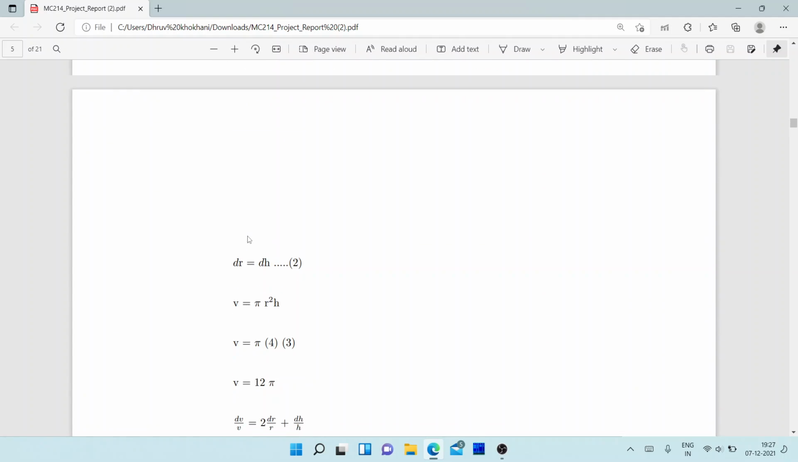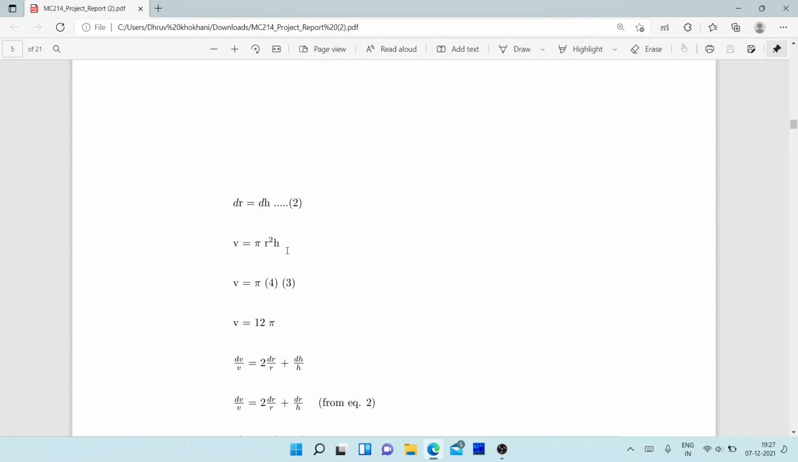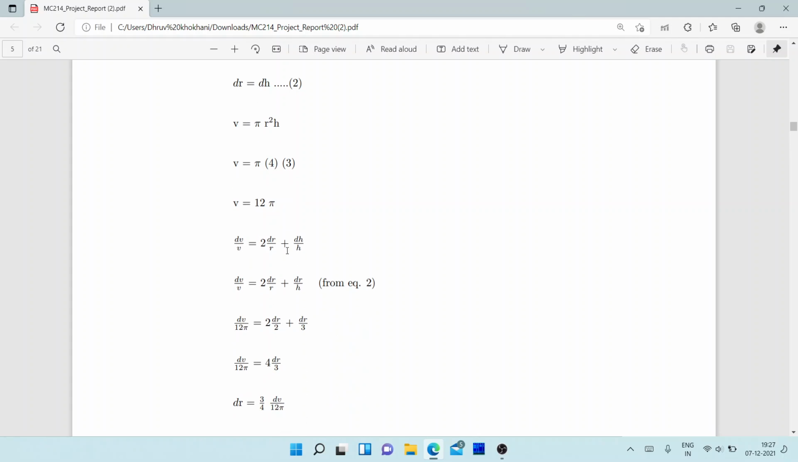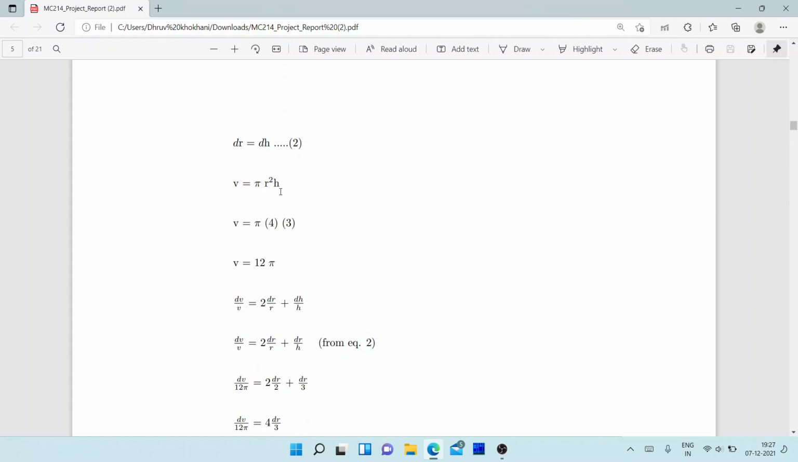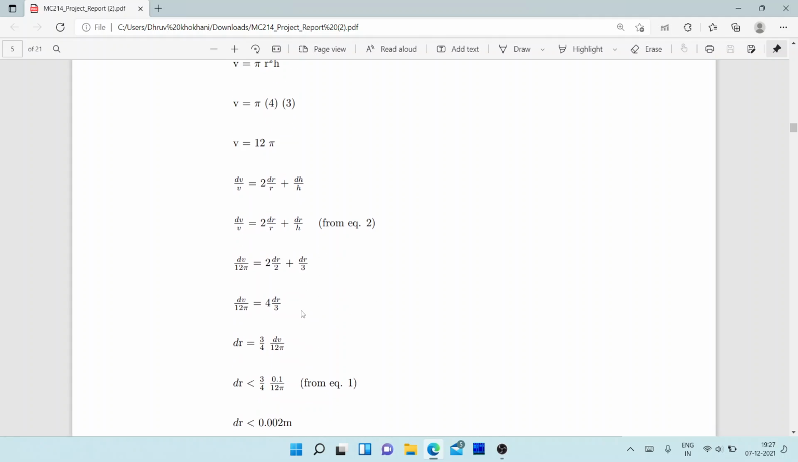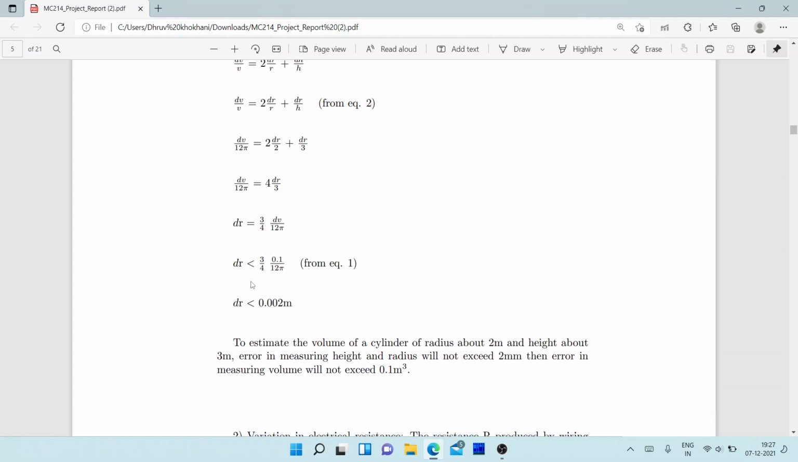So volume is equal to pi r squared h. We differentiate both sides, and if we divide both sides by V, where V is the volume, we get this equation. And after solving this equation, we get dr is less than 3/4 into 0.1 divided by 12 pi.